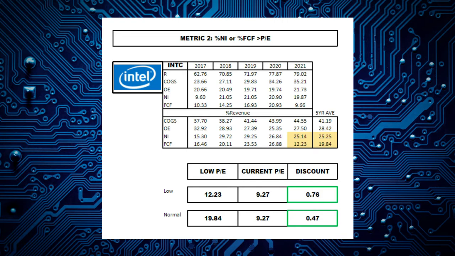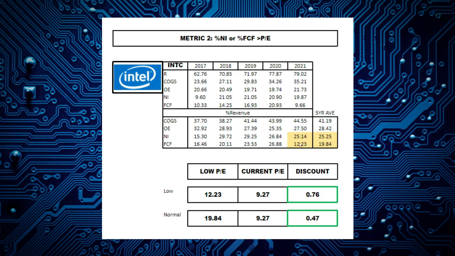This tells us how much COGS, OE, and I, or FCF, they spend in terms of revenue, as seen below. This is in percentage of their respective revenues for 2017 to 2021. For example, in 2021, Intel spent 35.21 billion in COGS of 79.02 billion in revenues. That's 44.55%. You get the idea.